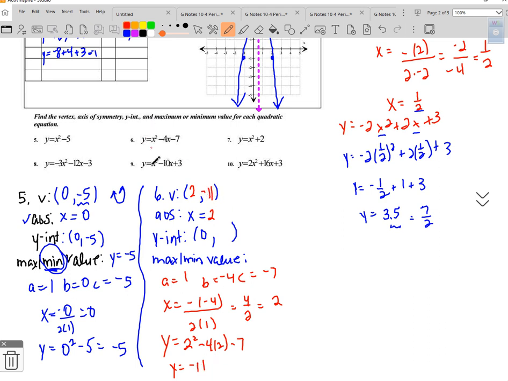So this is a positive A here, positive 1, so we know this opens up. That means this is a minimum, so a minimum value, and it's always the same as your y. So our minimum is y equals -11, and I forgot to put in our y-intercept here, which is (0, -7). So that is number 6. Moving right along, we're going to go to number 7.